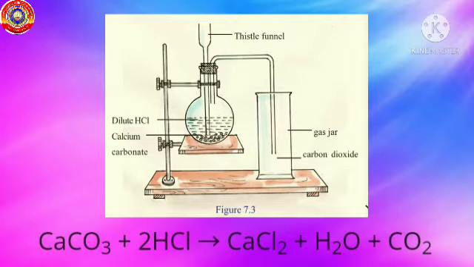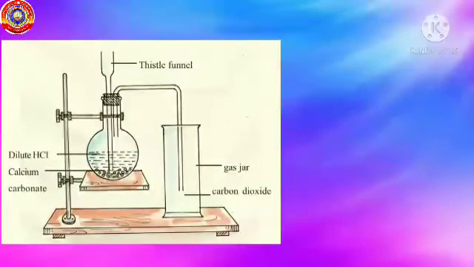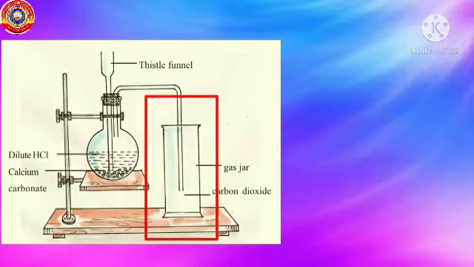Dear students, we already learned that carbon dioxide gas is liberated when acids react with carbonates, right? Now observe how the carbon dioxide gas is collected in the gas jar. Is it by the upward displacement or by the downward displacement? Absolutely, by the upward displacement of air.